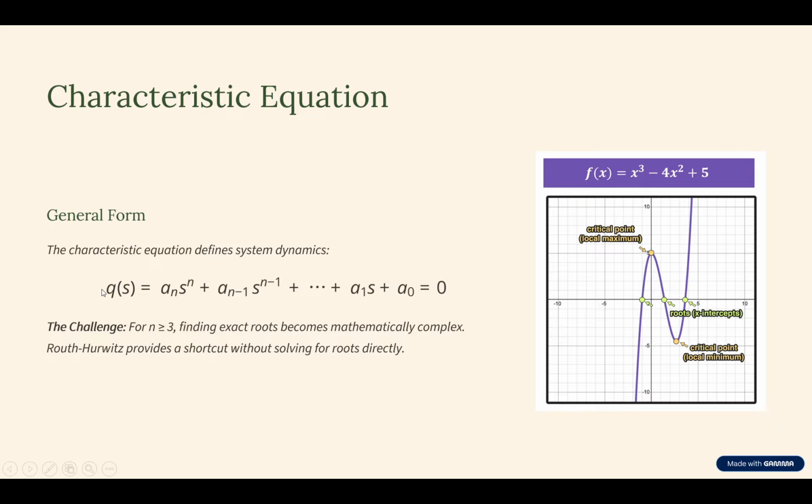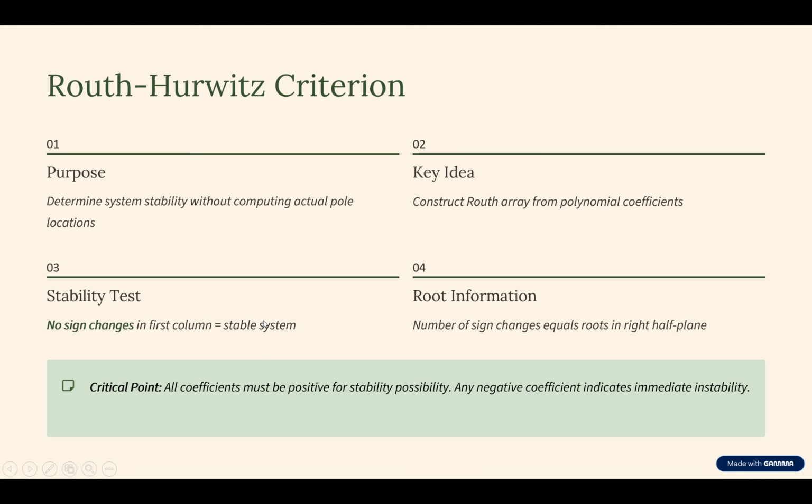Similarly, consider some kind of characteristic equation. This is a general characteristic equation, and we have to find if this system is stable or not. For this, we use the Routh Hurwitz criteria. Its purpose is to determine the system stability without computing actual pole locations. So we don't have to actually find the locations of the poles on the graph.